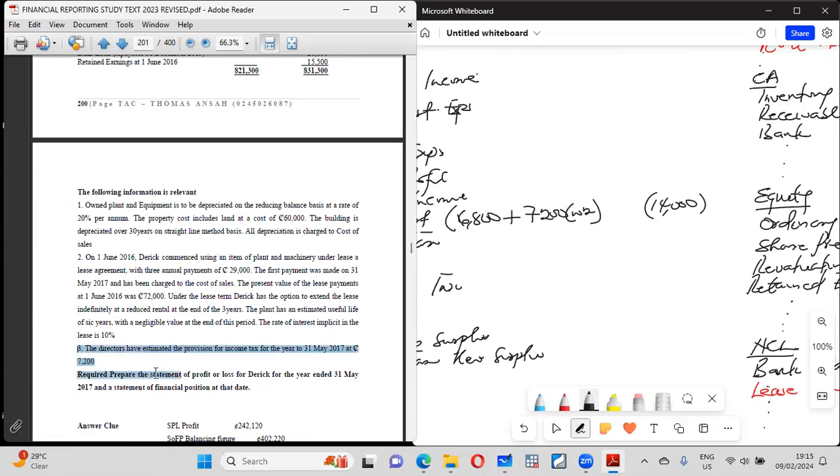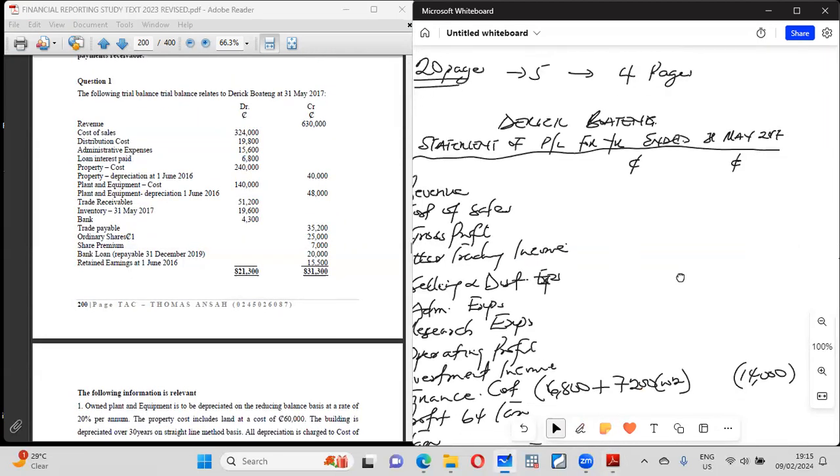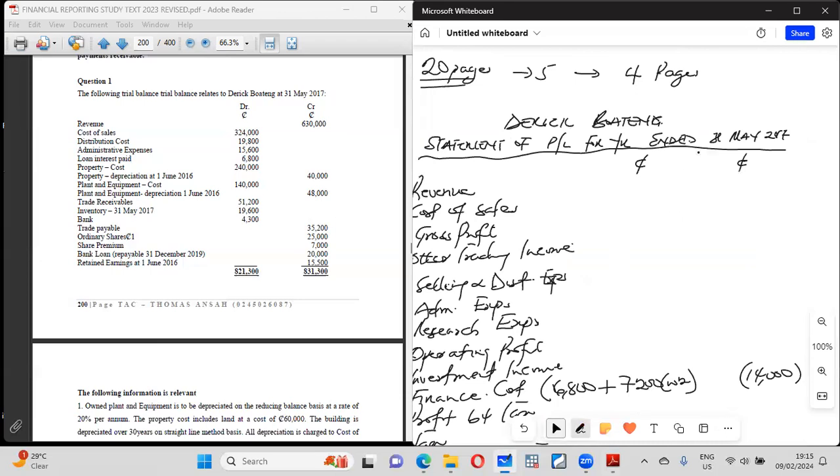Then the next note is note what? 3. So that tells us that there is no note on revenue. There is no note. So we can close the things out. Simple, copy and paste. Revenue is 630.